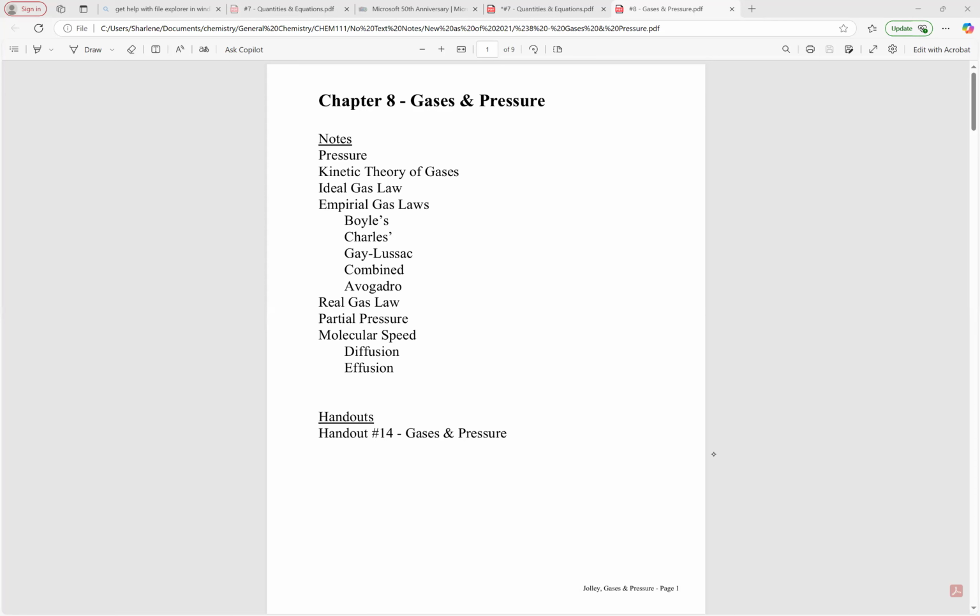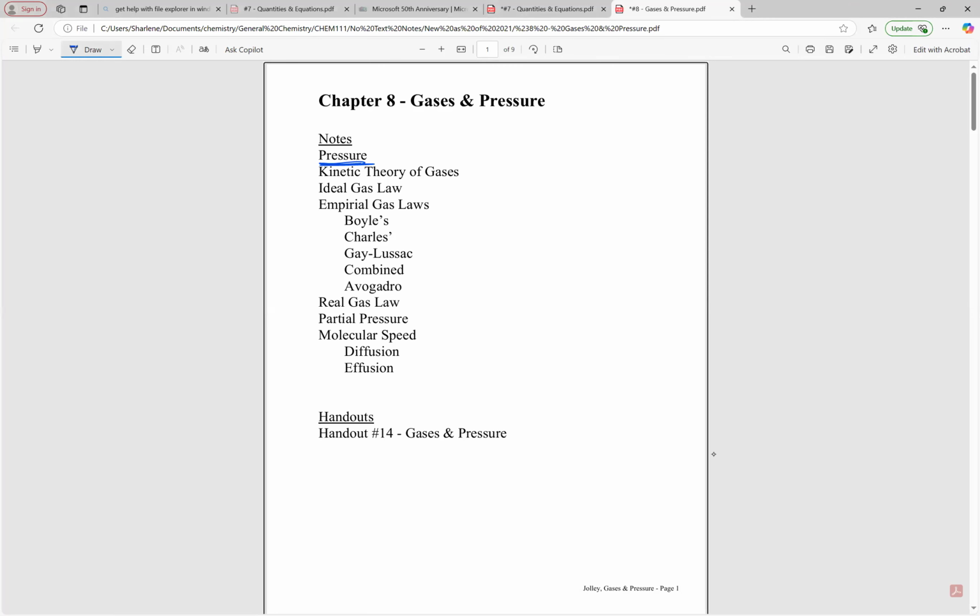Number one, we are going to talk about, hey, what is pressure? And then we'll do something called the kinetic theory of gases. And then the ideal gas law. And then we'll go into something called the empirical laws. So those all go together. And then I'll tell you, hey, guess what? Really, they're not ideal. They're real. Ha ha ha. I know, it sounds so funny. And then we'll talk about partial pressures and then molecular speeds. So there is only one handout for this particular chapter.